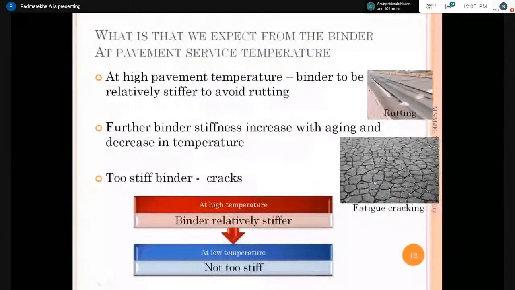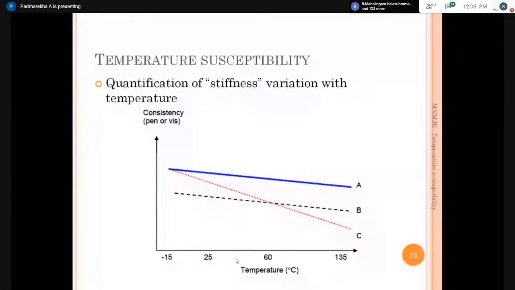So what do we expect at high temperature? We want the binder to be relatively stiffer so that there will not be any rutting in the pavement. And at low temperature, we don't want the bitumen to be too stiff, because if it is too stiff, the bitumen or the mixture will crack. So now we have two extremes: one at low temperature, another at high temperature.